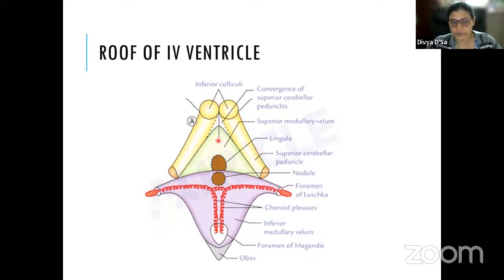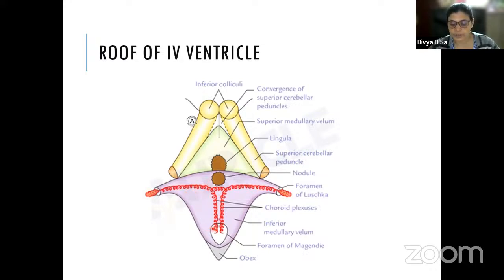The upper part of the roof, if you see, is formed by the convergence of the two superior cerebellar peduncles. Between these two cerebellar peduncles, there is a thin sheet of white matter. This thin sheet of white matter is called the superior medullary vellum. It bridges the gap between the two superior cerebellar peduncles. On this will be the lingula of the superior vermis of the cerebellum.